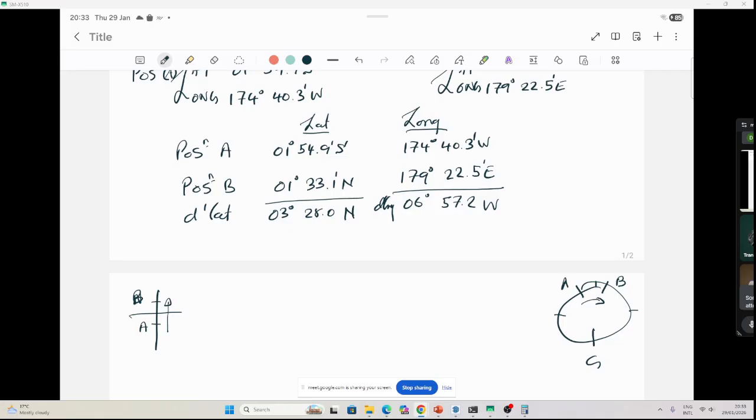So you have to add 40.3 plus 22.5, which is 62.8 minus 60 is 2.8. Then 174 plus 179 plus 1, which is 354, 2.8. 60 minus 2.8 is 57.2, right? 359 minus 54 is, yes, 5 degrees. This is 5 degrees, yes.